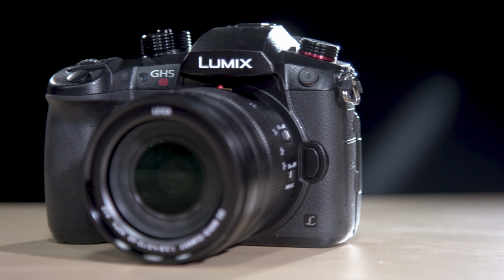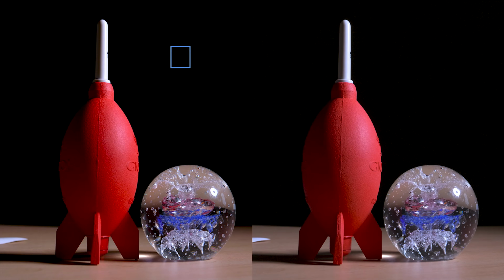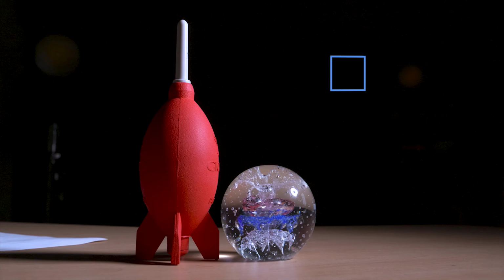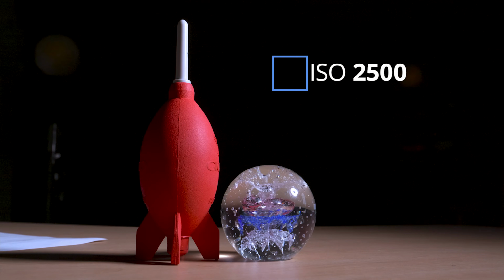The GH5s is a bit different. It has a dual native ISO. That means it has a native ISO of 400 as well as a second native ISO of 2500. With two native ISOs, noise is reset at ISO 2500, allowing you to use the higher ISOs with less noise.